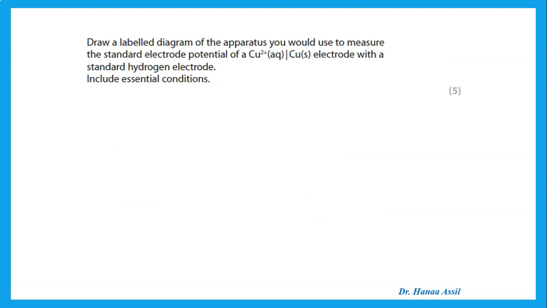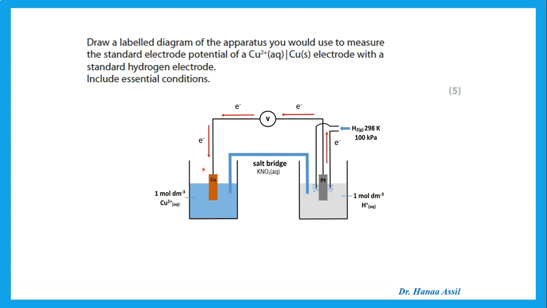Draw a labelled diagram of the apparatus. So you could have a question like this. Draw a labelled diagram of the apparatus you would use to measure the standard electrode potential of the copper 2+/copper electrode with a standard hydrogen electrode. So we're trying to measure the standard electrode potential of the copper 2+. That means we're going to connect it to the hydrogen electrode. You should know the hydrogen electrode should be at 298 Kelvin and 100 kilopascal.